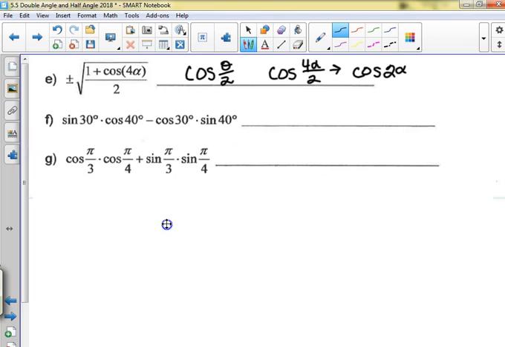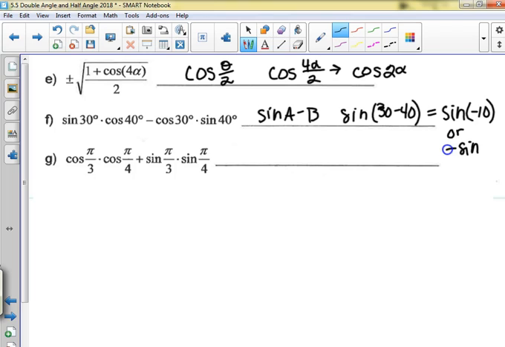Sine cosine minus cosine sine. Sine A minus B, which in this case is sine of what? 30 minus 40. What is 30 minus 40? Oh. And I would be okay with that if it turned out that way on the quiz, but can you look up above? What is this equivalent to? Yeah, remember the even odd stuff? If there's a negative in here, it can come out front. So it's also equivalent to negative sine of 10. I would take either one of those if it were a quiz question.